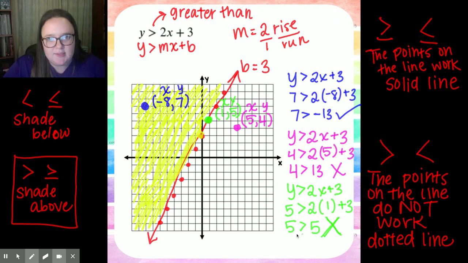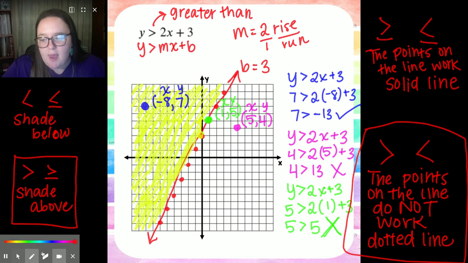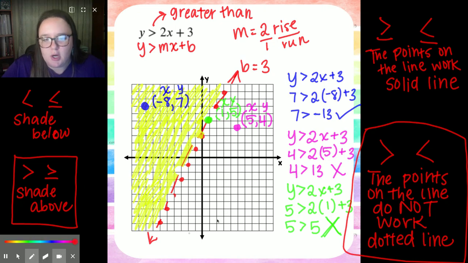So in this case, we had a greater than symbol. So because it was greater than, we shaded above. And because it does not have the line underneath, we need to draw a dotted line, not a solid line. So I'm actually going to go back and erase pieces of this line. It's going to be a dotted line. And a dotted line is pretty much just a dashed line. So I'm going to make it a little bit darker for you to see.